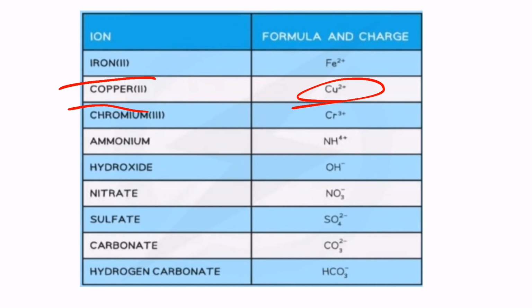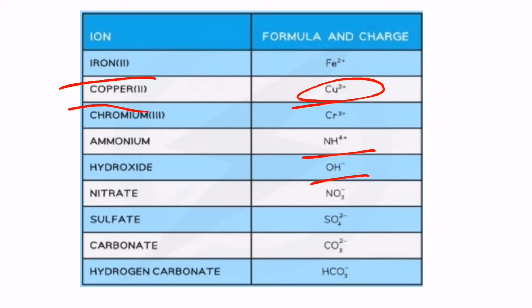Ammonium, so this is the charge of ammonium, and the formula of ammonium is NH4 plus. And then hydroxide is OH minus. Nitrate, so you should know these ones. You should be able to memorize all these. Nitrate, it's OH minus, sorry, NO3 minus, so the charge of nitrate is minus. And then sulfate, it's SO4 2 minus.